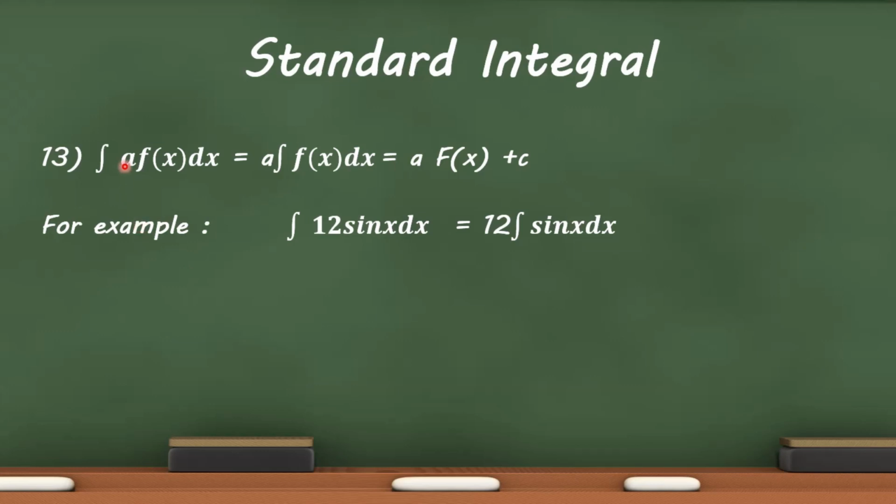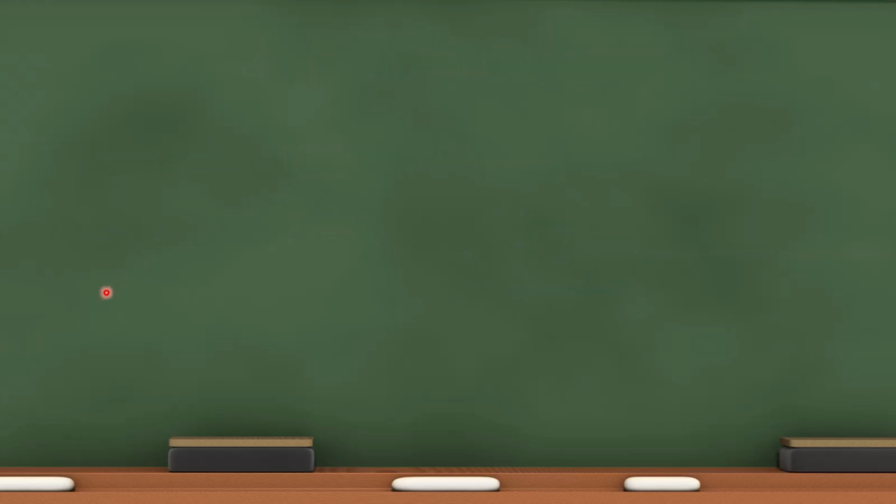If integration of a into f(x) is given, you can write a outside of the integration sign, and integration of f(x) equal to a into f(x). For example, if integration of 12 sin x is required, we can write 12 outside, then calculate integration of sin x, which is equal to minus cos x, meaning integration of 12 sin x equals minus 12 cos x plus c, where c is the constant of integration.